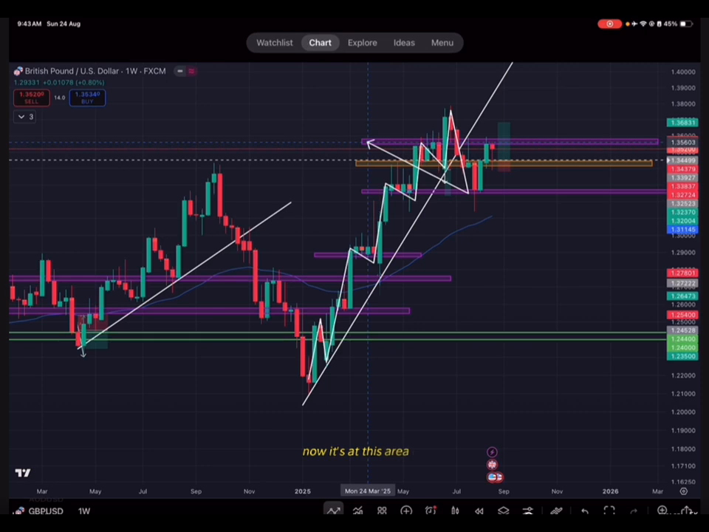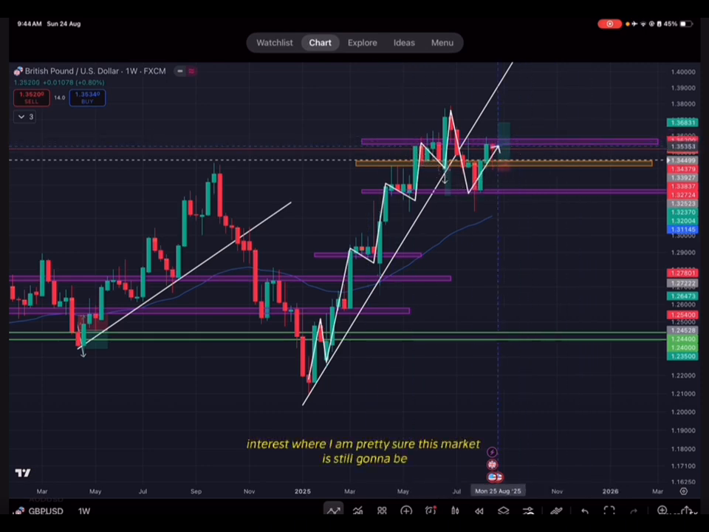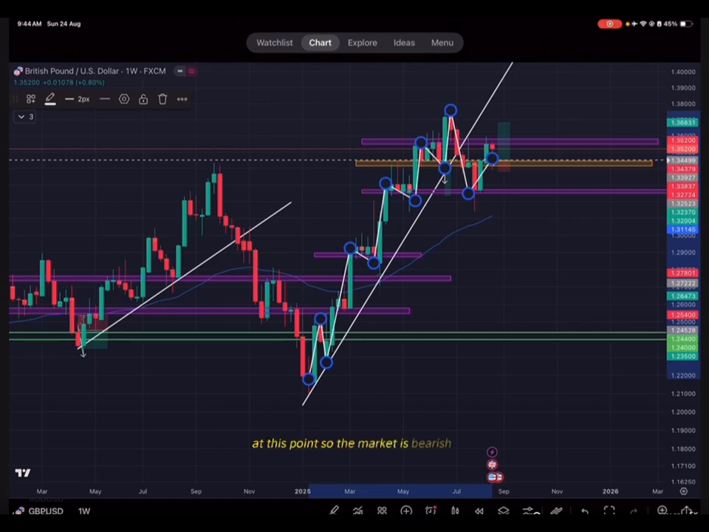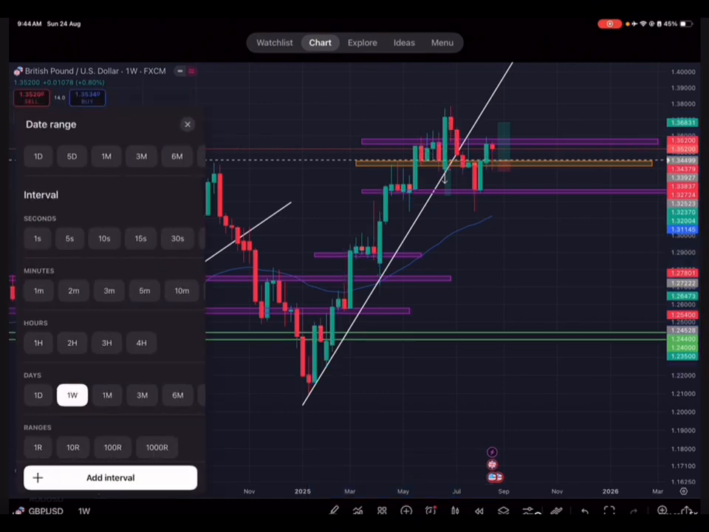Now it's at this area of interest where I am pretty sure this market is still going to go down at this point, because this is a really strong reversal pattern at this demand zone, creating a doji weekly candlestick. So the market is bearish. Yes, the market is bearish.